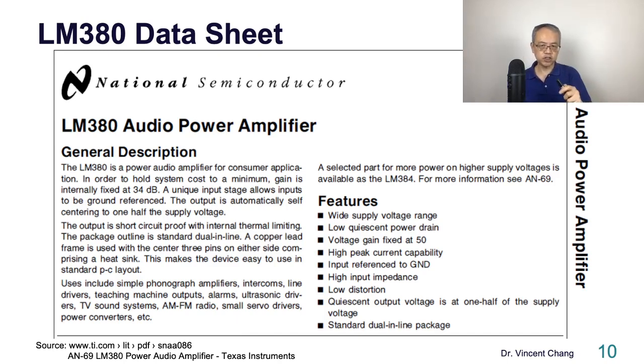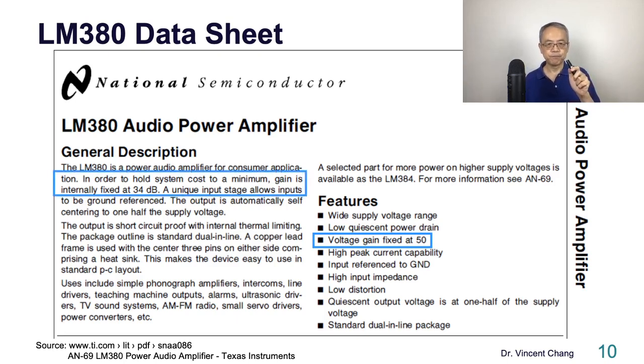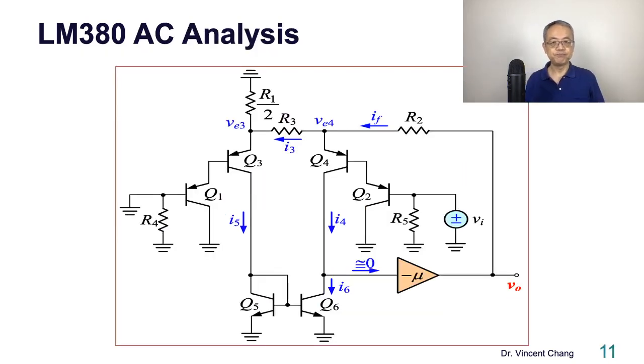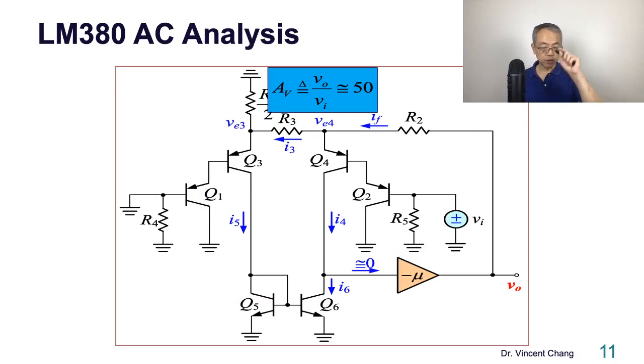So here's the data sheet. One of the features is the voltage gain is fixed at 50, which is equivalent to 34 decibels. Voltage gain is defined by VO, the AC output voltage, divided by the AC input voltage VI. So single-ended out divided by differential in, according to the data sheet, is 50.